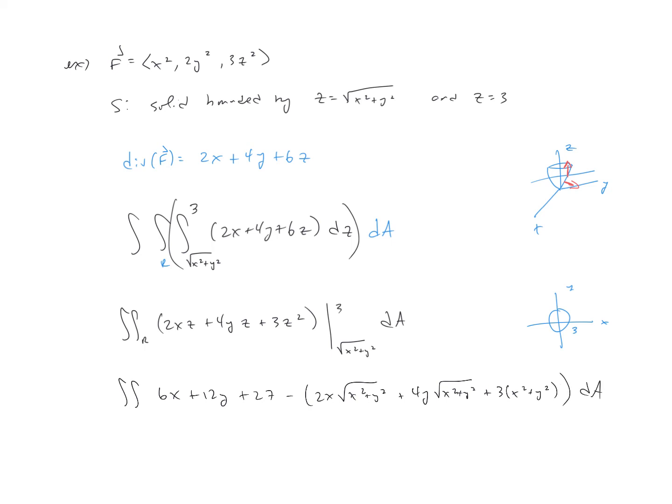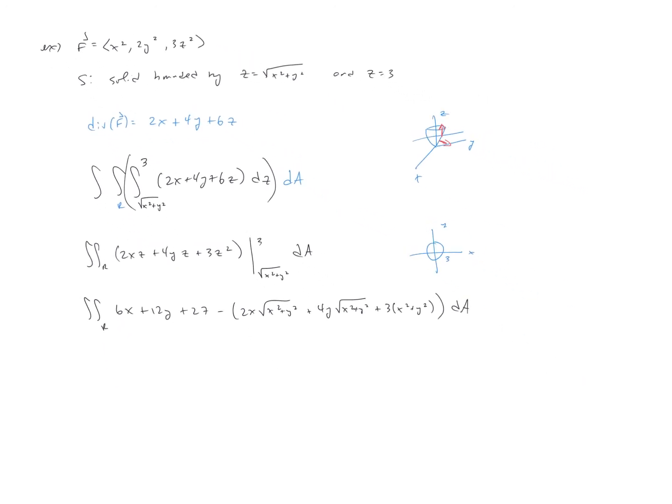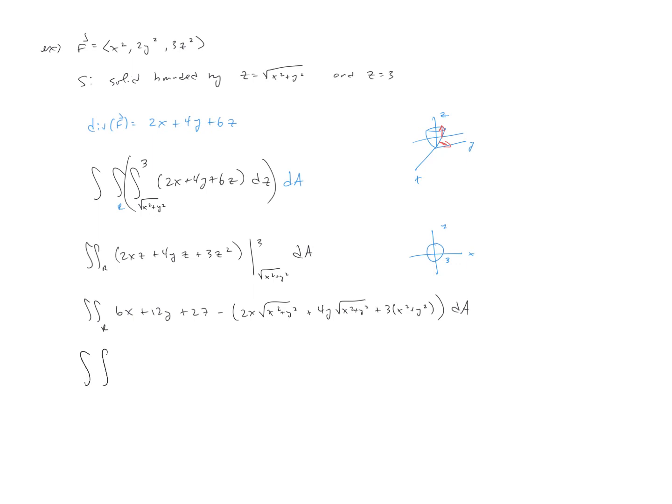With our dA back there, I'm just going to leave it as is for a second, and then go ahead and start converting from x's and y's into r and theta. So I'm going to slide this up a little bit, and as I set this up, remember x is going to be r cosine theta. We're going to have plus 12y, so r sine theta, plus 27, minus 2r cosine theta times an r, because this is r squared. Square rooting it gives us the r. Then we're going to have plus 4r sine theta times an r, and then plus 3r squared.